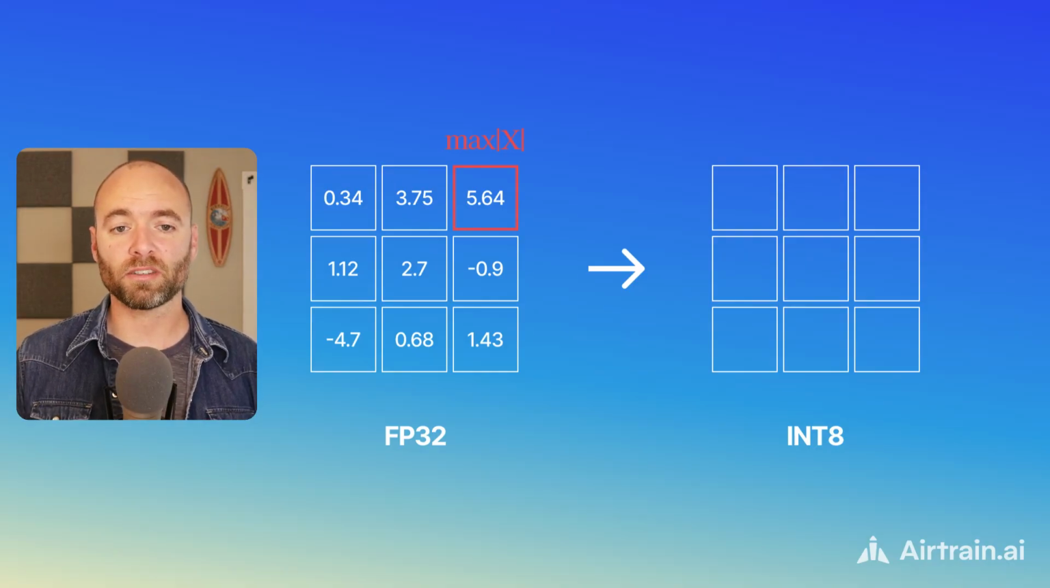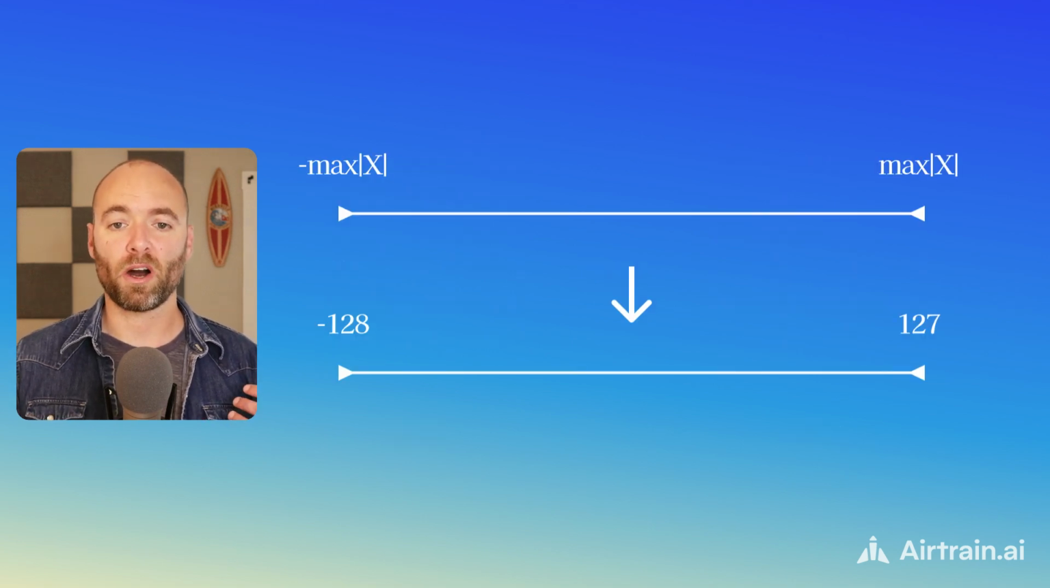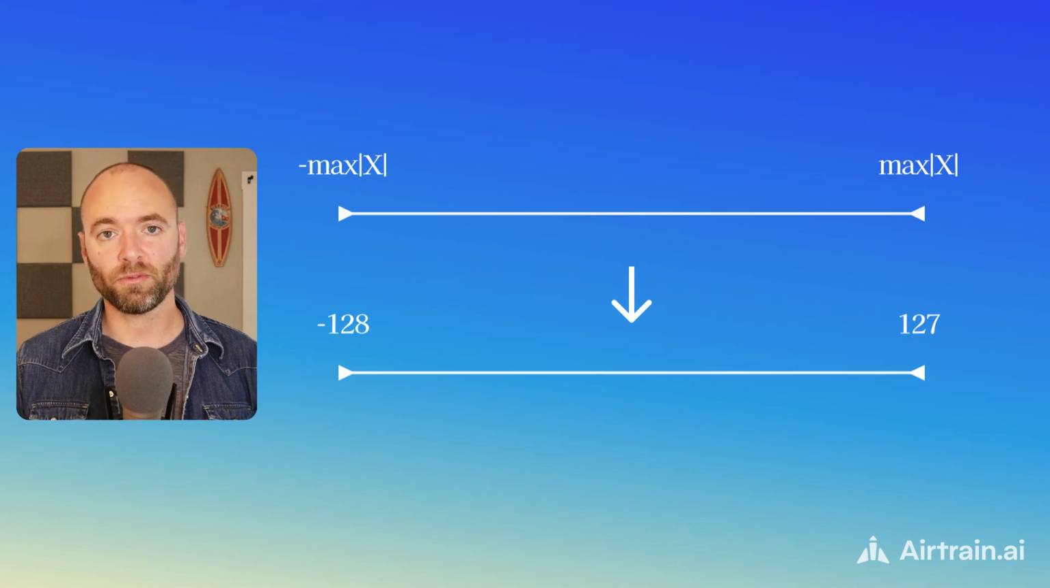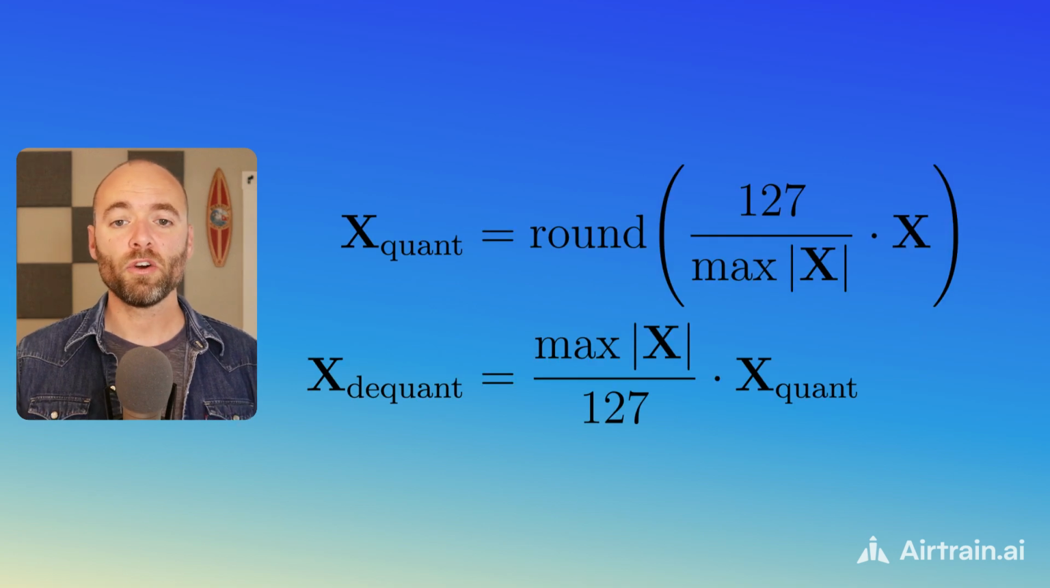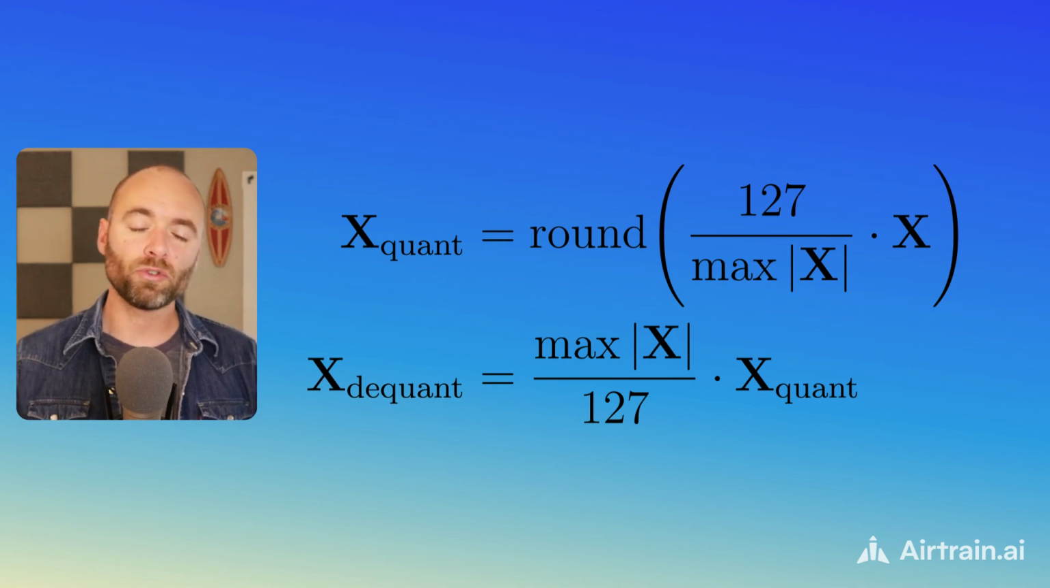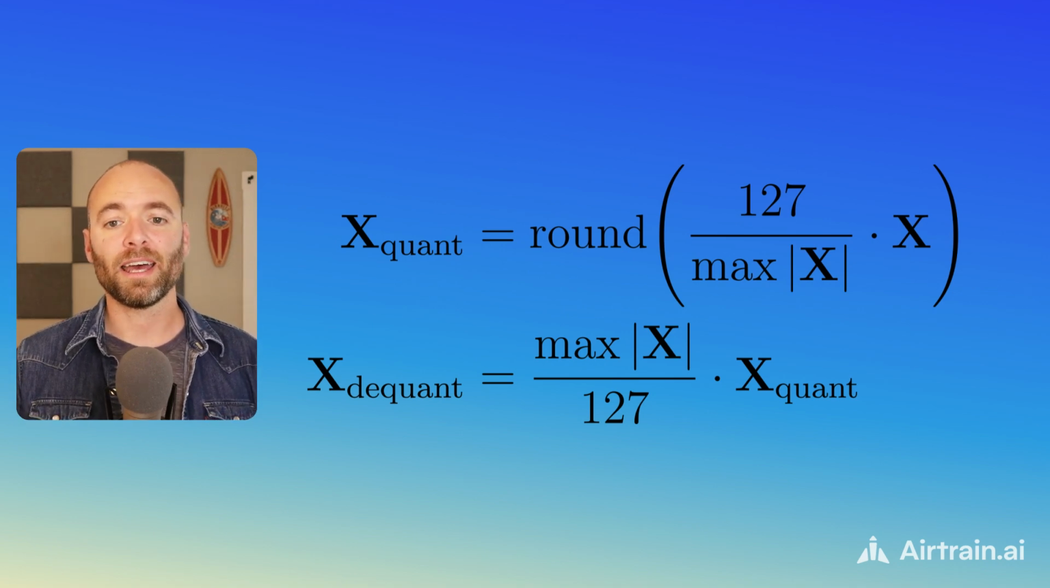In order to maximize resolution for our quantized model, we're going to find the maximum value in our matrix, Xmax, and we are going to map the interval from negative Xmax to positive Xmax onto the int8 interval from negative 128 to positive 127. The quantization formula is as follows, where we essentially scale the input interval onto the output interval, and then we round the value to make it an integer.